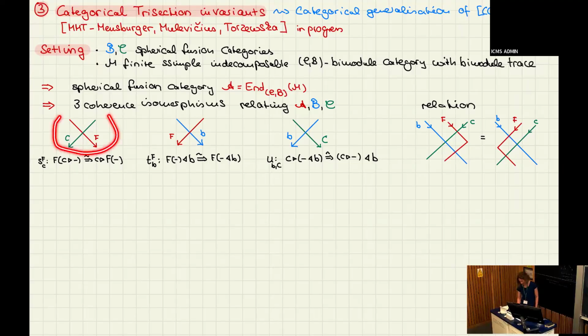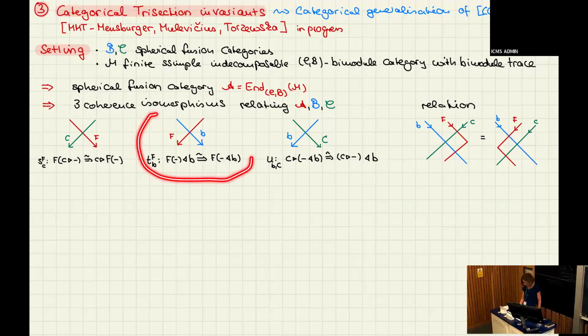On the crossings, we put simply these three coherence isomorphisms that we have that relate these colors. So if you have a red and green crossing, then the red is labeled by a bimodule endofunctor, the green is labeled by some object of the spherical fusion category C. So what we put here is the coherence isomorphism that tells me it doesn't matter if I first act and then apply the bimodule functor, or if I first apply the functor and then act.